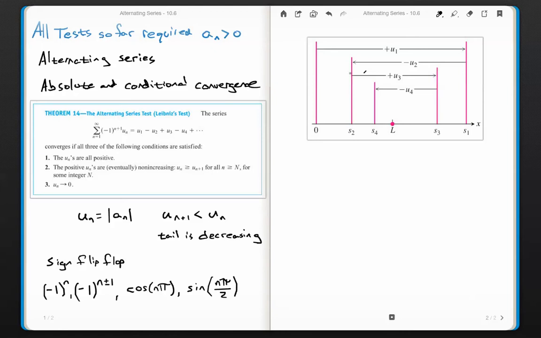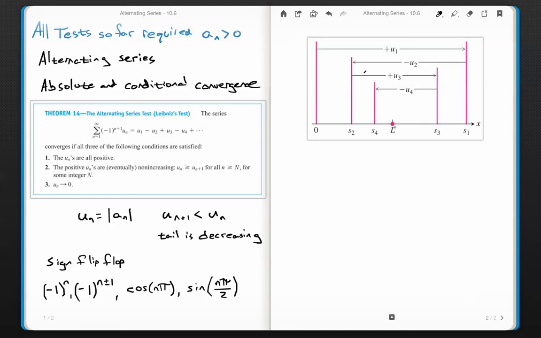All right, now we know the next one is positive. The next one moves over this way, but not as far as this one. So we're already trapped. These are all partial sums down here, S sub 1, S sub 2, S sub 3, S sub 4. The next partial sum is always trapped between the previous two partial sums. So therefore, the limit has to be in here somewhere.